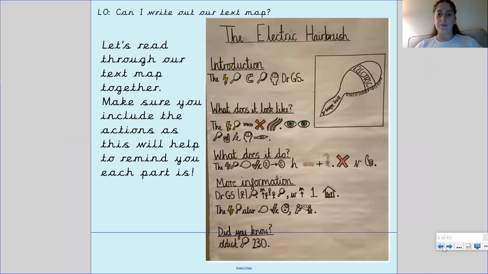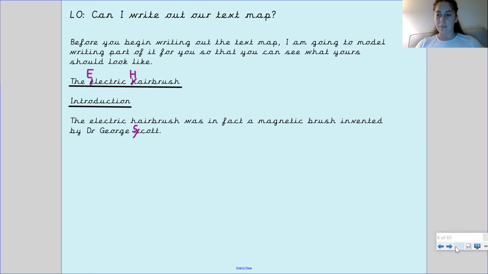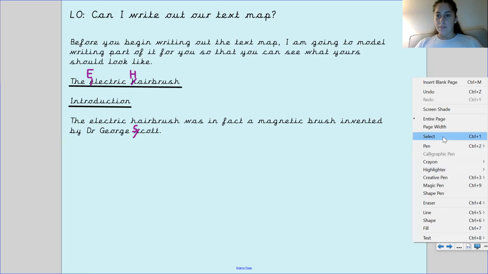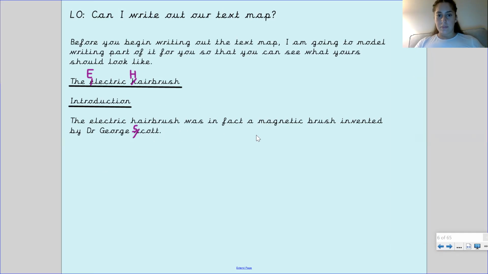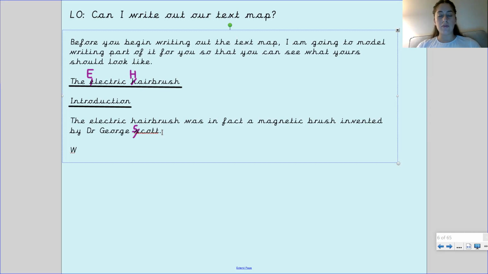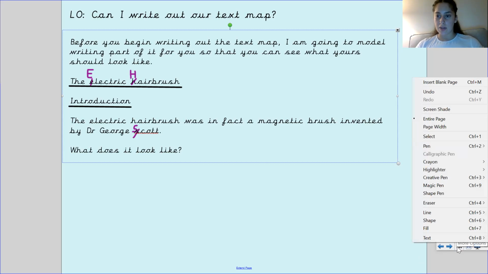Okay, next paragraph. What does it look like? What punctuation do I need? Well, it's a question, so I would need a question mark. Okay. Please remember, from one section to another section, leave a line to make sure that your work is neat. What does it look like? Question mark. I'm going to get my shape pen again.